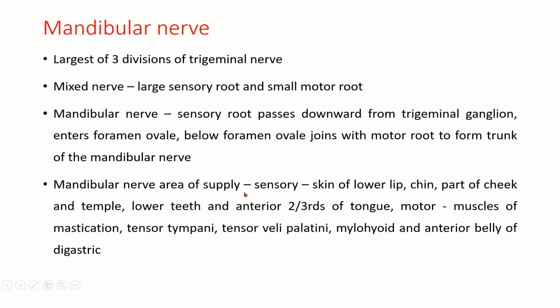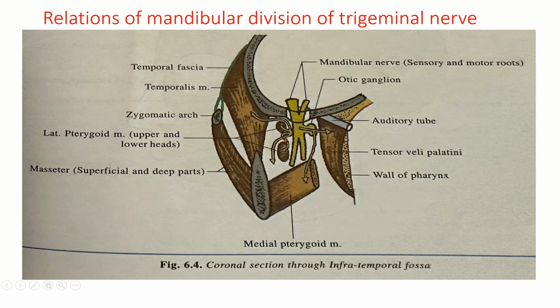So mandibular nerve area of supply: the sensory root supplies the skin of the lower lip, chin, part of cheek and temple, lower teeth and anterior two-thirds of the tongue. The motor root supplies the muscles of mastication along with the tensor tympani, tensor veli palatini, mylohyoid and anterior belly of digastric. You can see here this is the sensory component or the sensory root and the motor root.